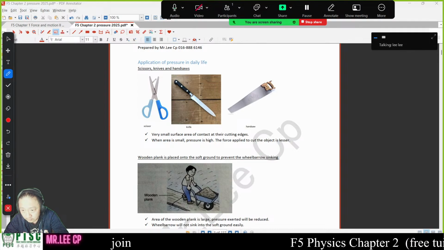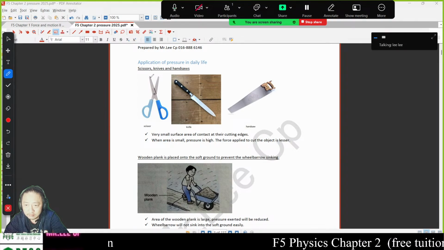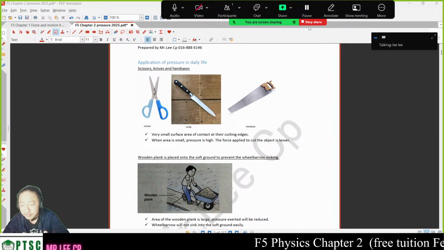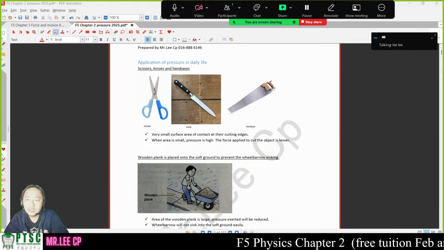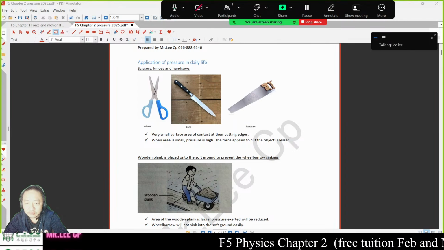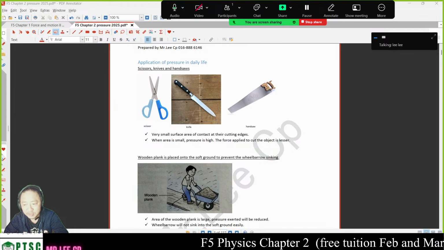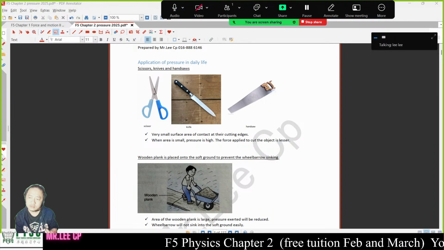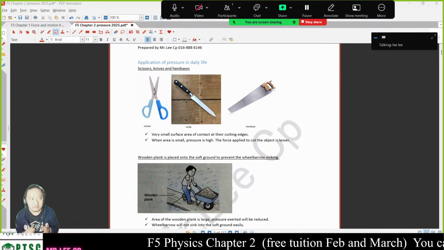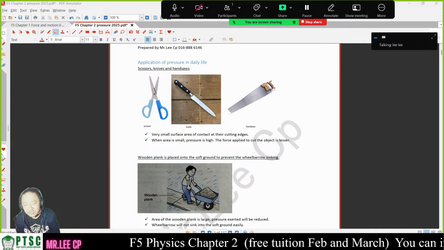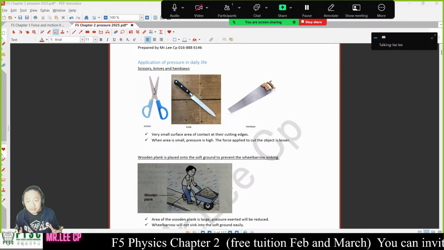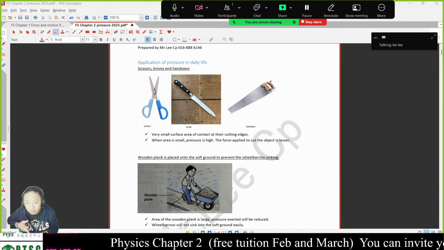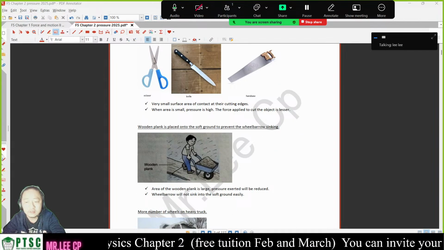If you want to cut, but the area is getting bigger, meaning the end of the scissor is blunt, not sharp, so what happened? You find it is kind of hard for you to cut. So meaning that with area big, pressure is small, so you need to use more force to cut it.